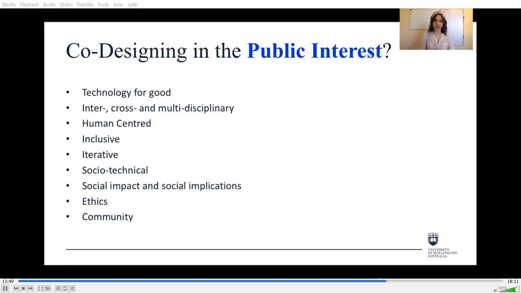And the point that I'd like to leave you with is the idea of community. So there's a community focus to public interest technology and also to co-design as a philosophy of design. And we've started, in conjunction with Katina Michael, to talk about community and communities of care.